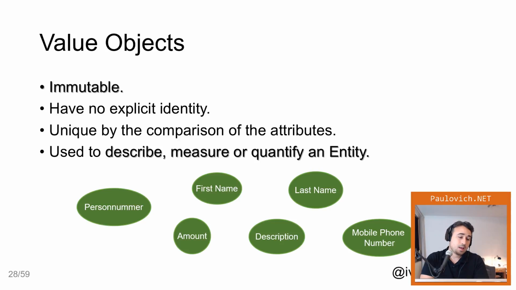Well, about value objects, the first thing that is necessary to know is that they are immutable. So they have no explicit identity. They are unique by the comparison of the internal attributes. They are used to describe, measure, or quantify the entity. So in this example that we are studying here, the person number, first name, description, mobile phone number are used to describe an entity.